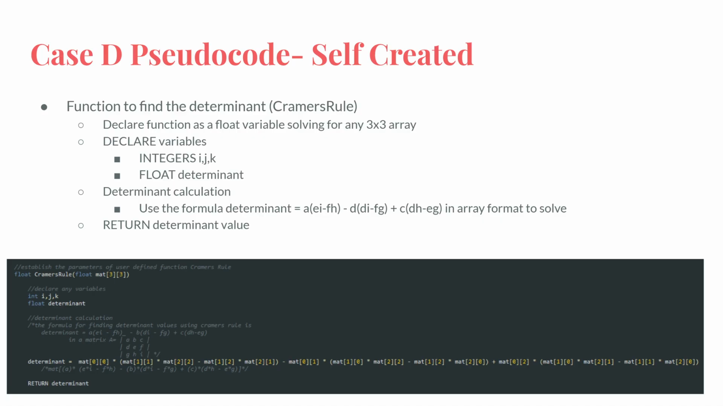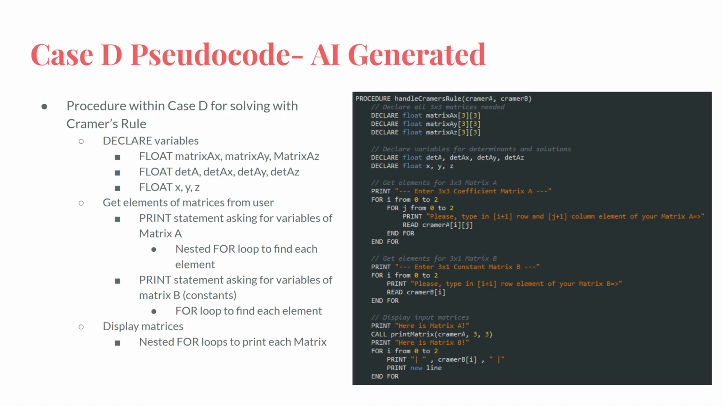The determinant formula is going to be A times (EI minus FH) minus B times (DI minus FG) plus C times (DH minus EG) equals the determinant. And this is in a matrix where A equals this 3x3 matrix here. And the end of the function will return the determinant and put it into the program.